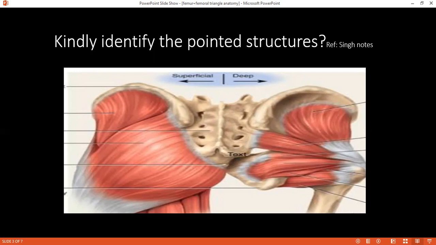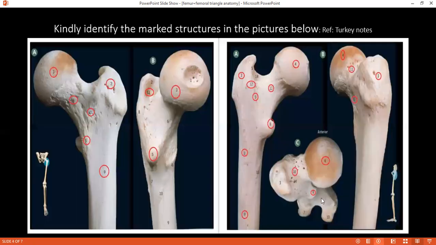All right. Next question. Can you please identify this circled one? What is 3, please? Okay, that's the head of the femur. Can you identify number 2, please? Okay, that's the greater trochanter.